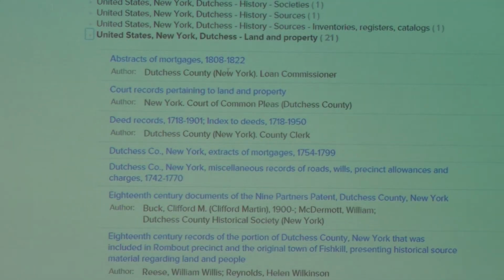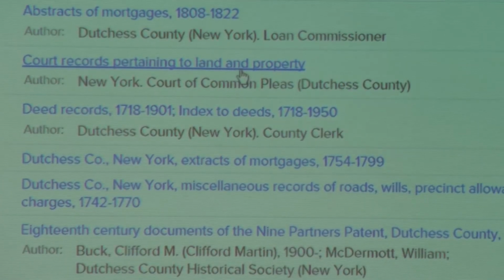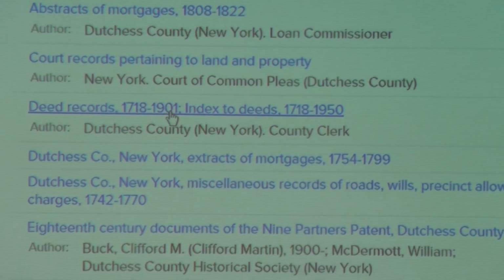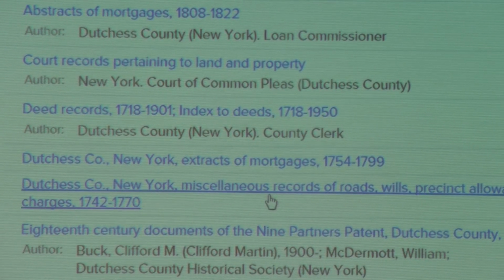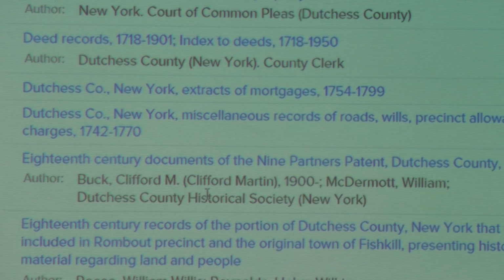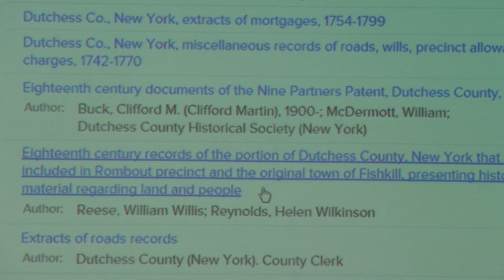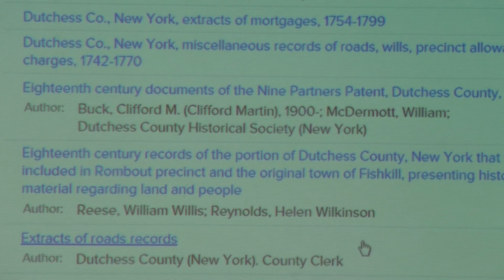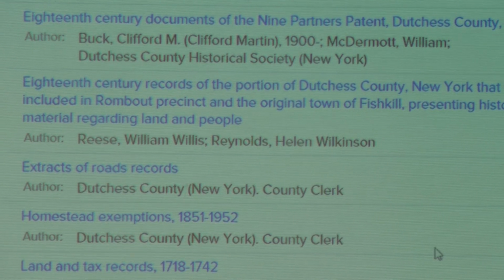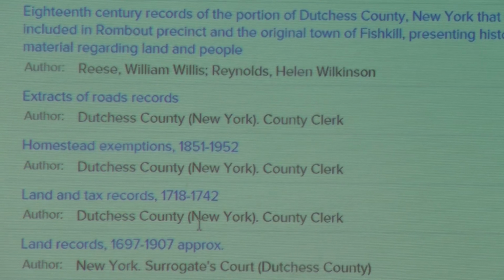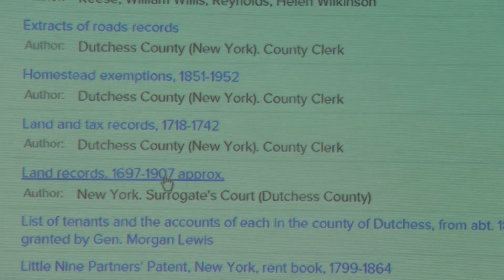Okay, mortgages from 1808 to 22. Court records on land and property, 1718 to 1901. Index to deeds, 1718 to 1950. Mortgages, 1742 to 1770. I certainly looked at that. Nine Partners Patent. I'd look and see what that is. 18th century records of Dutchess. Road records. Homestead exemptions, 1851. Probably look at that because these people may not have been the richest people in the world. Land and tax records, 1780 to 1842. That's pretty early. Land records, 1697 to 1907.